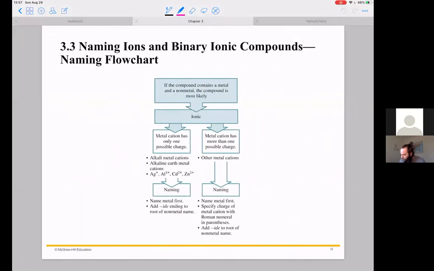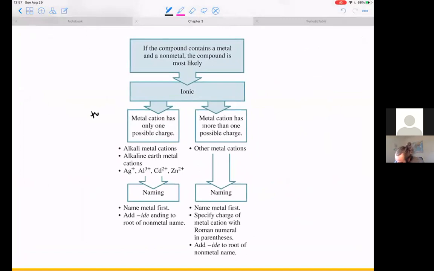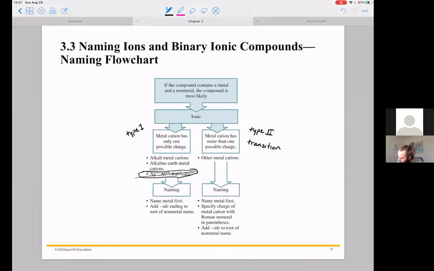All right, so here's a little flow chart. Again, these are the differences between type 1 and type 2. For simplicity's sake, I'm going to say that type 2 is just the transition metals. There are these exceptions here if you want to memorize them, but I wouldn't bother. I guess aluminum is one that I would expect you to know. Aluminum always has a +3 charge. We know that from where it lives on the periodic table.